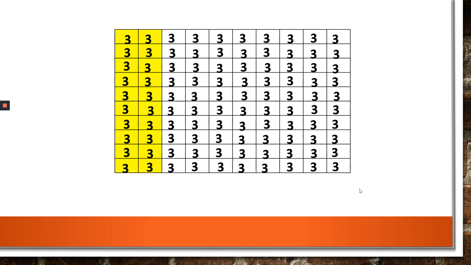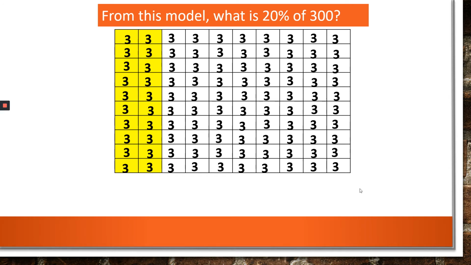We can look at these, and I want to look at 20%. Well, I have shaded 20 boxes for you. So what is 20% of 300? Well, let's look at the boxes. 3 times 10 is 30, so there's 30 in the first column. That means there's also 30 in the second column. How many in both columns? 60. 20% of 300 is 60. This is a visual model for what percent means.